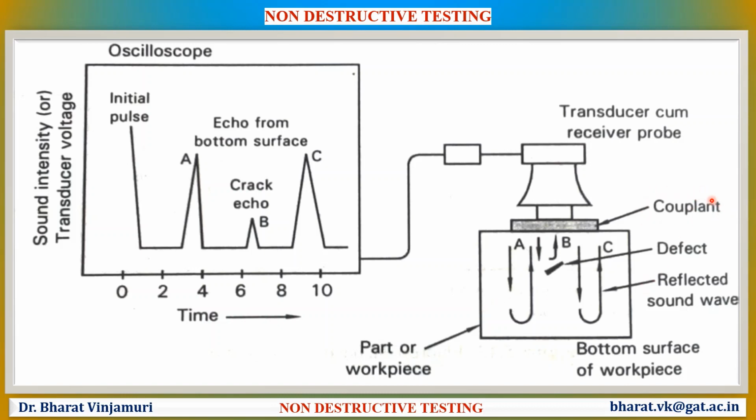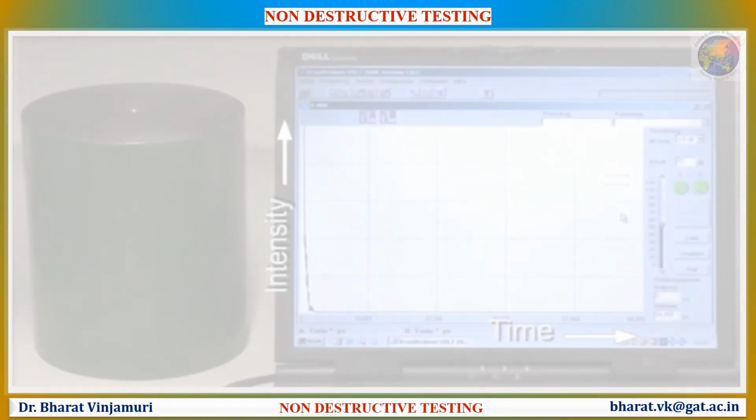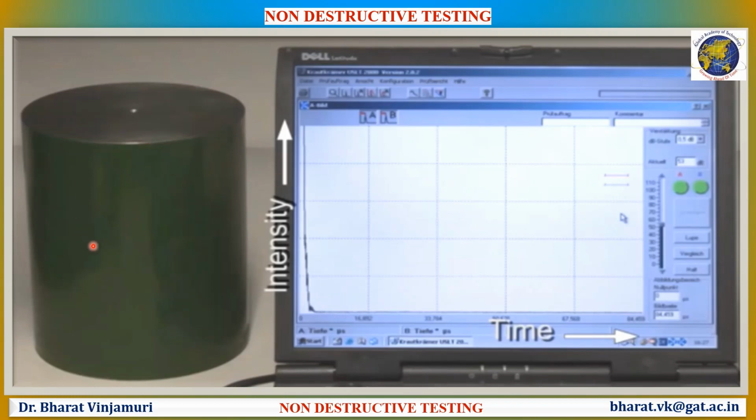Here, a couplant or a thick gel is applied on the surface of the material to be tested. This couplant will help to have complete surface contact between the probe and the surface of the test piece. This is how a transducer will exactly look. You can see a cylindrical specimen having a few defects, and a monitor having intensity plotted on the y-axis and time on the x-axis can be seen on the screen.